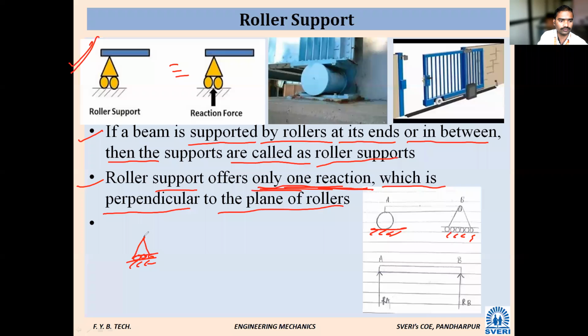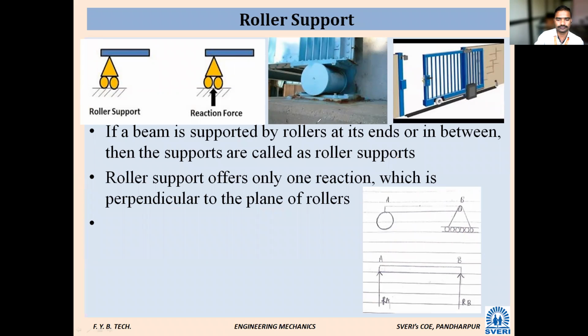Like this you have to draw. Okay. So this is roller support. When you remove that roller, this is a beam. When you remove that one, you will get this reactional force. Is it clear? Yes, sir. Okay, this diagram you have to remember.